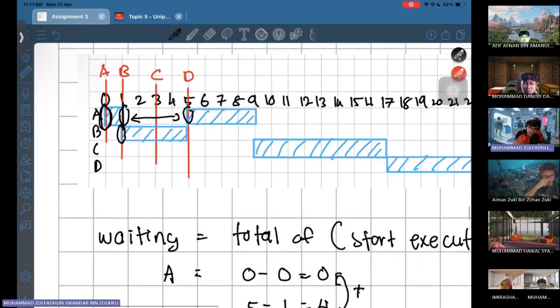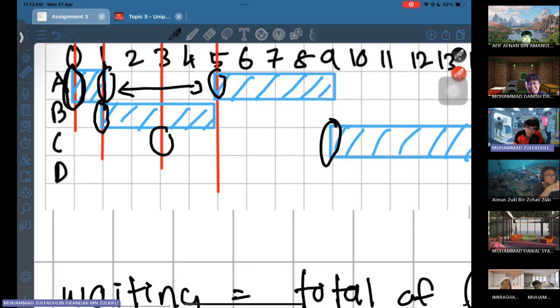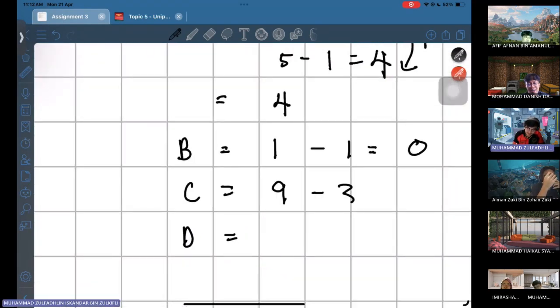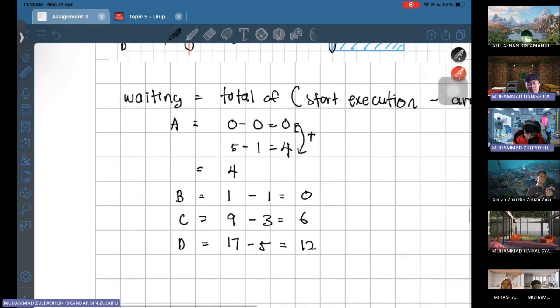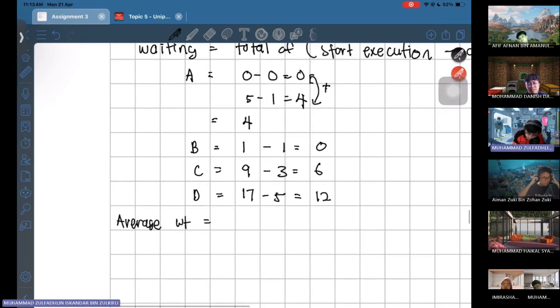And then C, C arrived at 3. It start execution at 9. D, it arrived at 5 and it start execution at 17. The average is the total waiting time divided by the number of process.